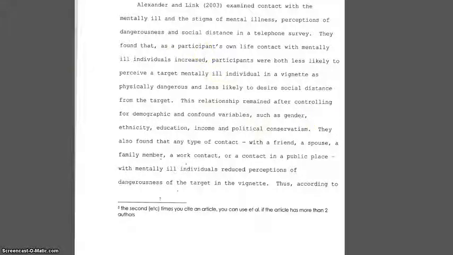This relationship remained after controlling for demographic and confound variables such as gender, ethnicity, education, income, and political conservatism. They also found that any type of contact with a friend, a spouse, a family member, a work contact, or a contact in a public place with mentally ill individuals reduced perceptions of dangerousness of the target of the vignette. These two sentences are really important for establishing validity of the study, and you would want to make sure you included something like this if all these variables were accounted for.